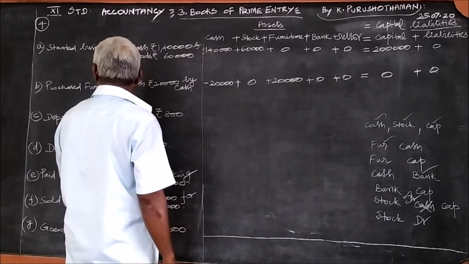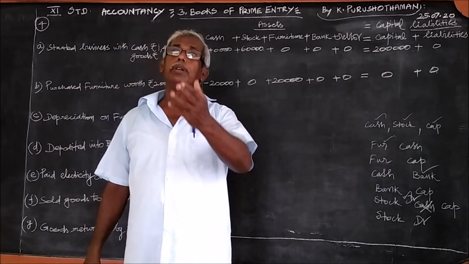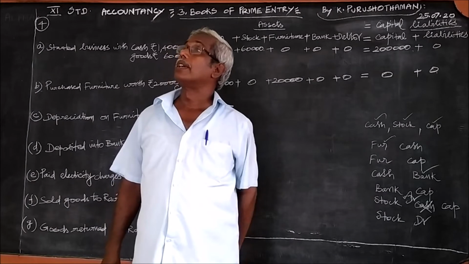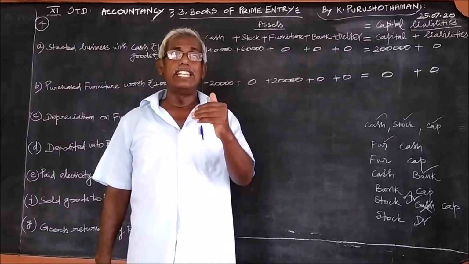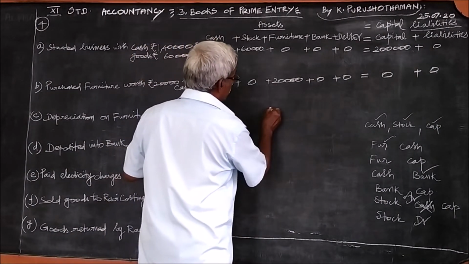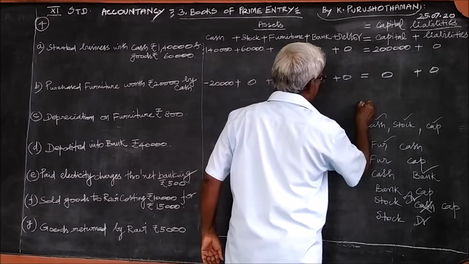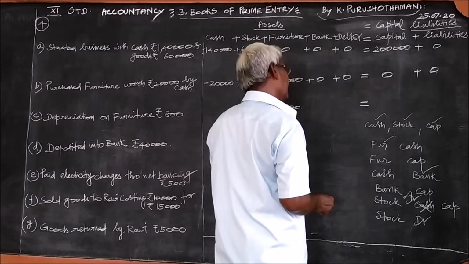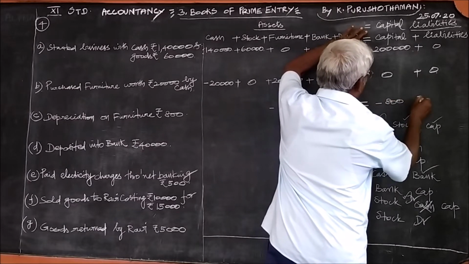Then for the third transaction, depreciation on furniture rupees 800. I should explain something. What do you mean by depreciation? Depreciation is the decrease in the value of an asset. If there is any decrease in the value of an asset, how much? 800. Therefore, it decreases the value, minus 800. And if there is any decrease in the value of an asset, it is a loss. If the asset value is increasing, it is a profit. So the loss should be subtracted from the capital and the profit should be added to the capital.